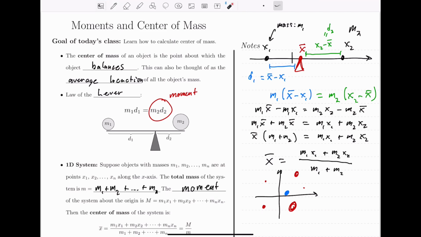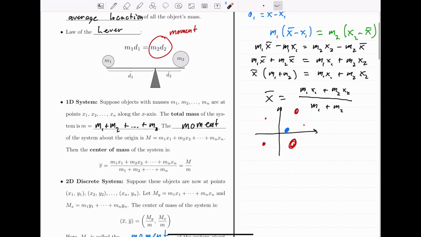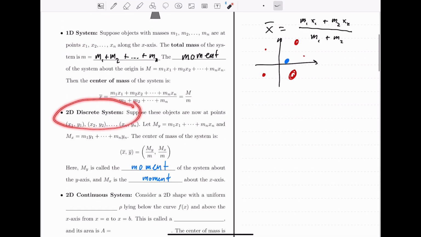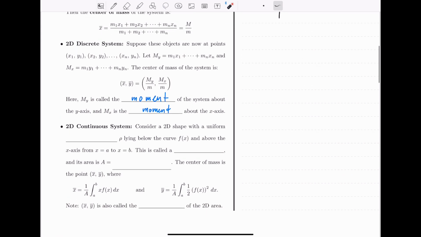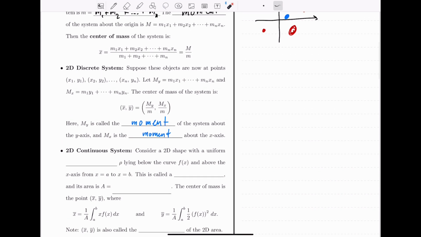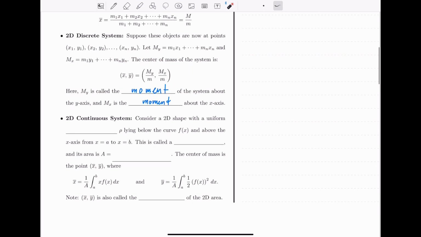Now that we understand the concepts of moments and center of mass for both a one-dimensional system and a discrete two-dimensional system, let's think about a continuous two-dimensional system. And we're going to really use the ideas that we developed in the discrete two-dimensional system in order to solve this case. So consider a two-dimensional shape with a uniform density. We'll call the density rho.